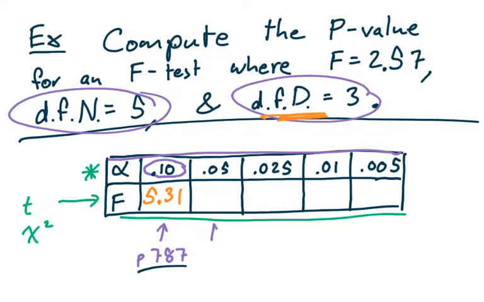And so we will go ahead and record 5.31 for the critical F value corresponding to alpha equals 0.10. Then on page 786, so the pages are going backward here as the values of alpha are decreasing, we're going to be looking on page 786 in the same location, row 3, column 5, and we see the value 9.01.